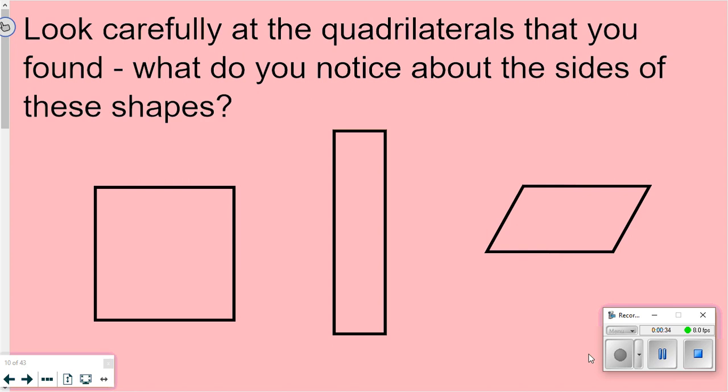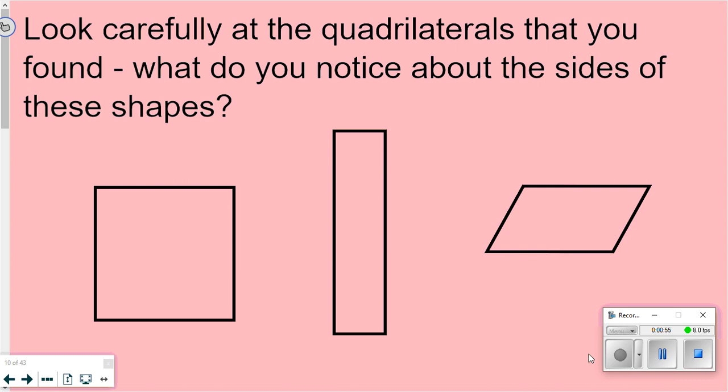Madison, what's something that you notice? All the shapes have 4 sides. You are facing the wrong direction. Turn your entire body forward. Thank you. Macklin, what are you noticing about these sides?